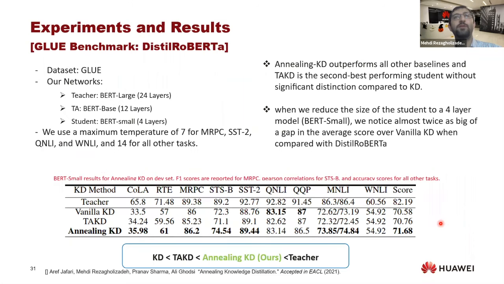The other setup that we tried was increasing the gap even more, and we changed our student from the 6-layer Distill Roberta to Bertha Small with 4 layers, and we observed that when the gap becomes even larger, the improvement of our model becomes more significant compared to TAKD and Vanilla KD. That's another good point about this model.